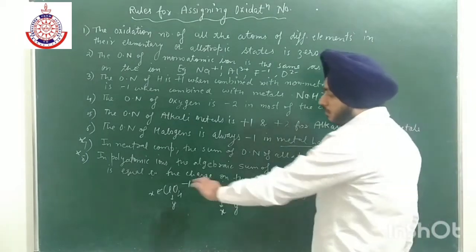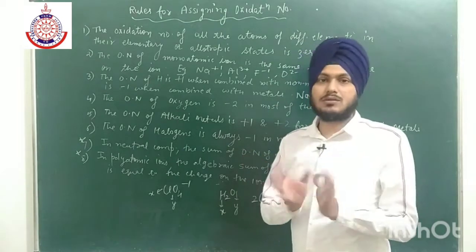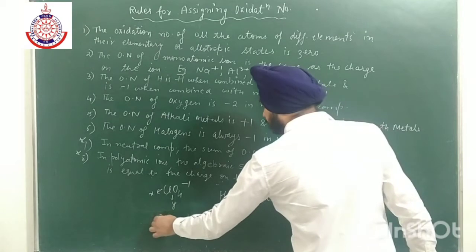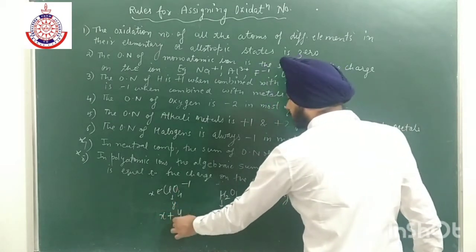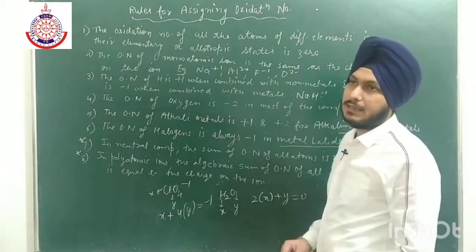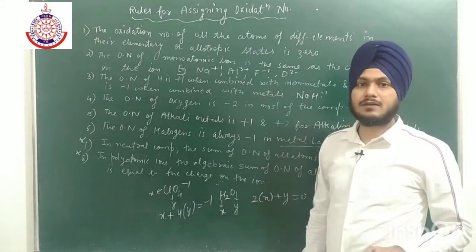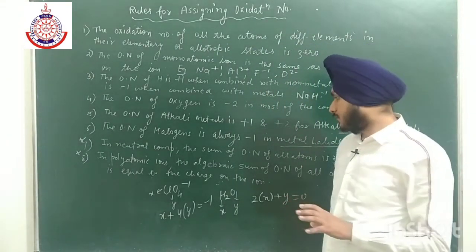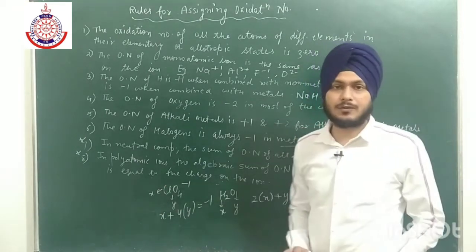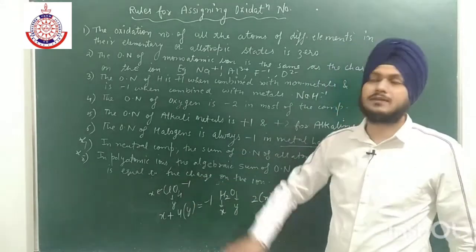Now the sum of the oxidation numbers of these two species is equal to the charge on the whole compound. There is a single chlorine, so x plus, there are four oxygens, 4y, is equal to -1. So always keep in mind that in the case of ions, the algebraic sum of the oxidation numbers of all the atoms is equal to the charge on the ion. But in the case of a neutral compound, there is no charge. That is why it is equal to 0, according to this seventh rule.